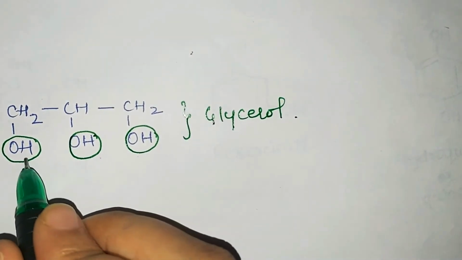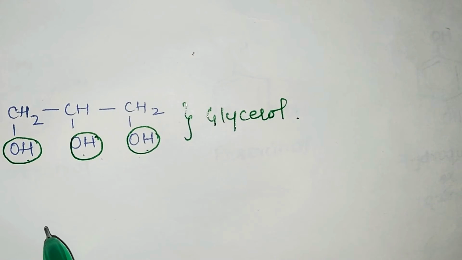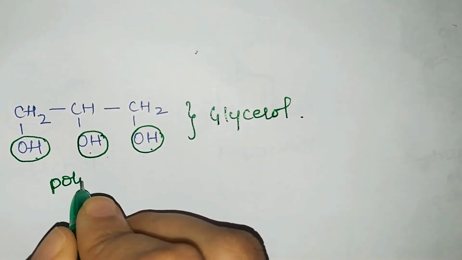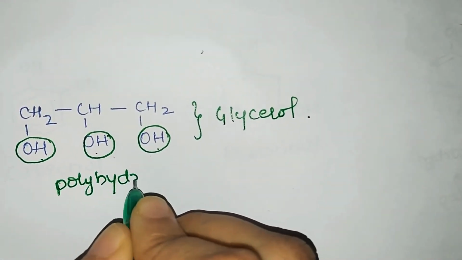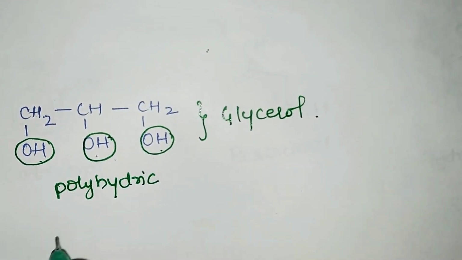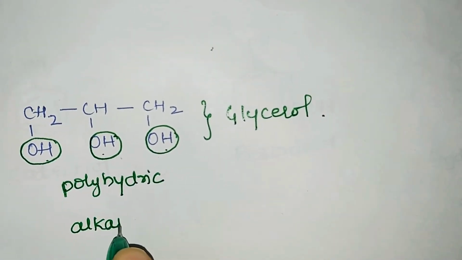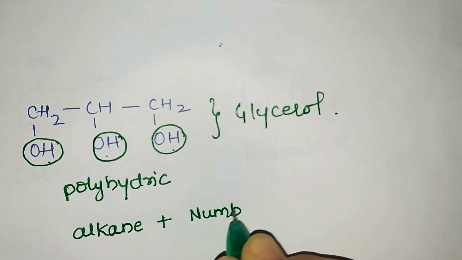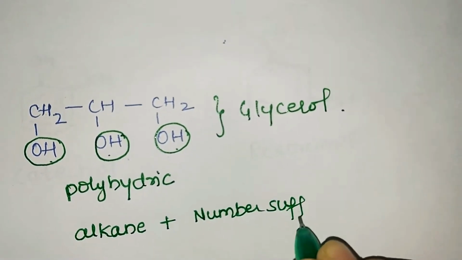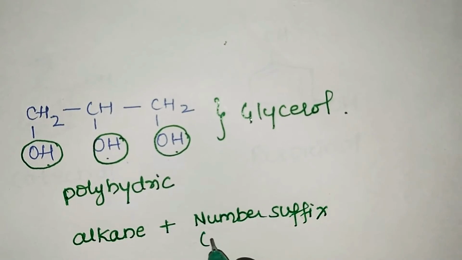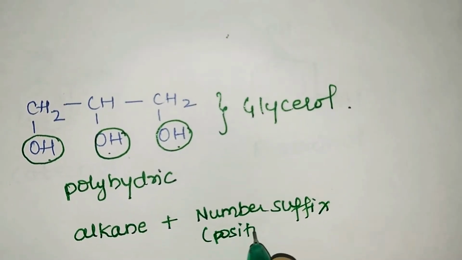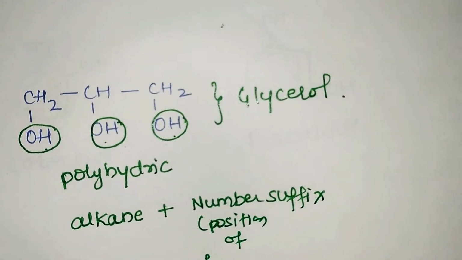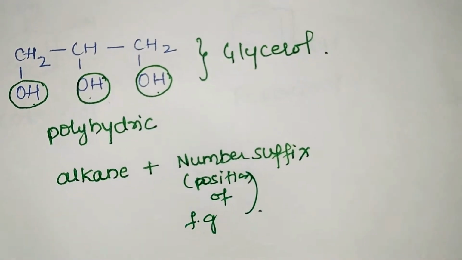We'll write the IUPAC name. Remember the last rule I told you: when there is more than one functional group, it is polyhydric in nature. We retain the name of the alkane followed by the position of the functional group and a multiplicative prefix indicating the polyhydric group. So here what do we write? The name of the alkane as it is, and we write the number suffix, that is, on which position our functional group is present.